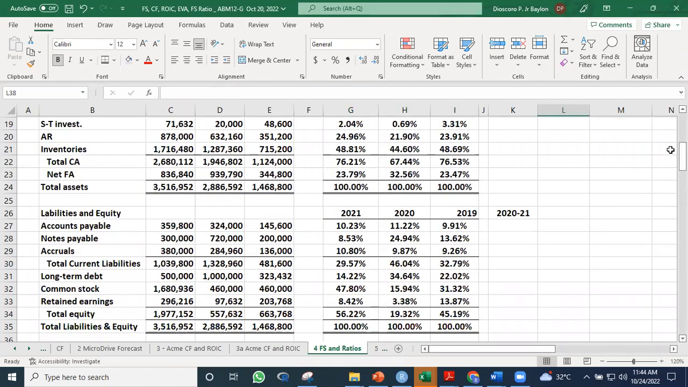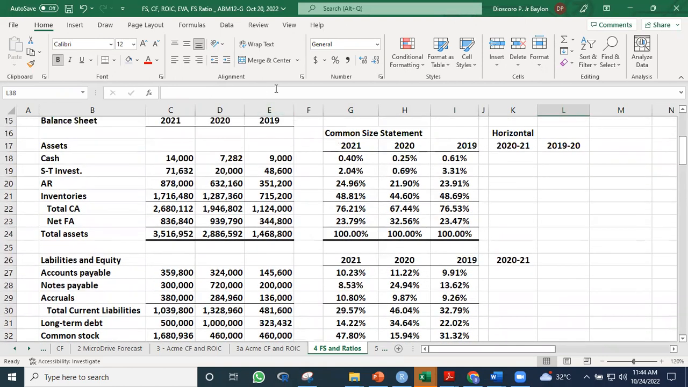Sige, I'll give you a few minutes to do that formula. And then once you're done, class, again, requesting for you to please chat if you have constructed the statement, the common size statement for the balance sheet.